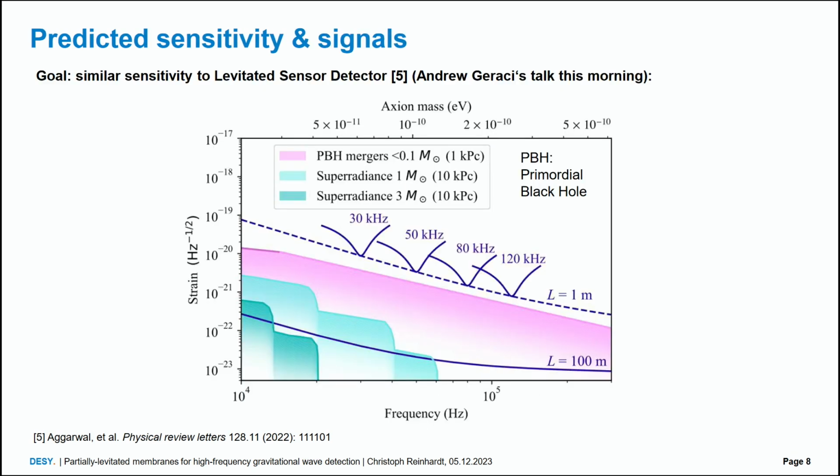And then overall the goal would be with such a system to have a sensitivity similar to the levitated sensor detector. So we've heard about this a lot, so I won't go into the details again. But basically here I'm showing curves for a 1 meter long detector and a 100 meter long detector, because these are the configurations that I'll come back to on the following slides.